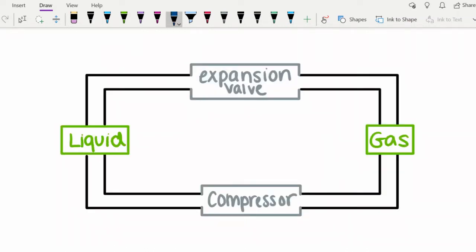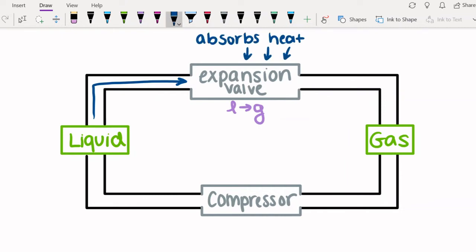This is the basic circuit used by an AC. A chemical called a refrigerant undergoes a series of phase conversions. It starts out as a liquid. The refrigerant travels to an expansion valve where it expands, becoming a gas. Remember, this process absorbs heat.